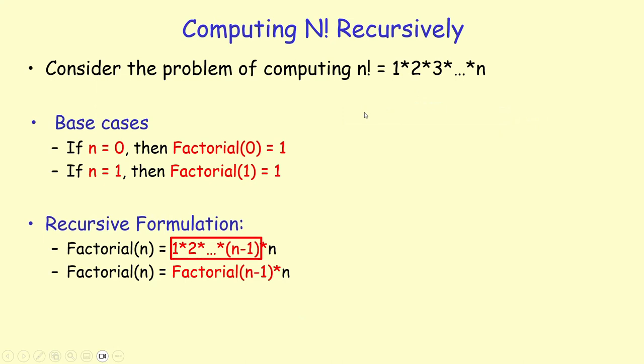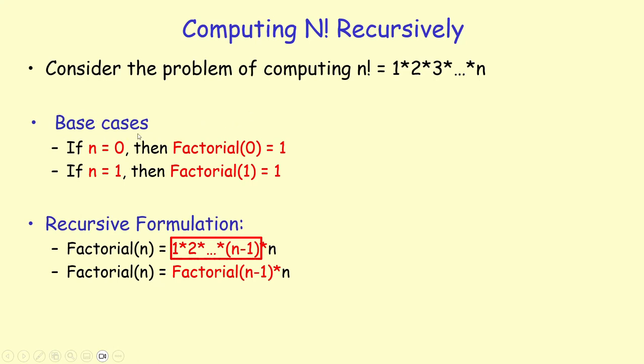We will now look at a new problem, computing n factorial recursively. Obviously, you can easily write a for loop or a while loop to compute the n factorial, which is equal to 1 times 2 times 3 times n. But we would like to write this recursively. We'd like to compute this using a recursive function.